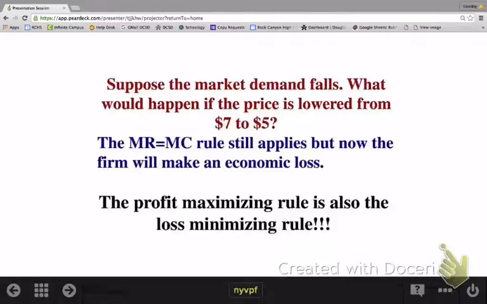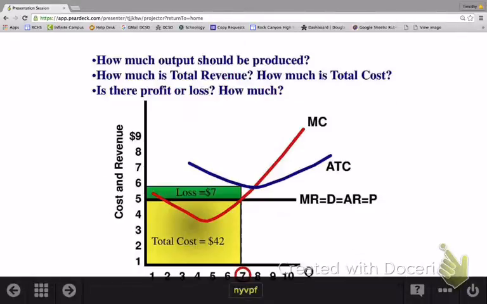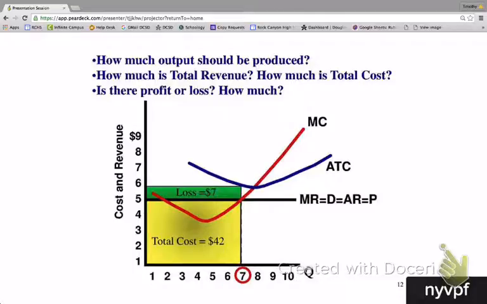Now, suppose the market demand falls. What would happen if the price is lowered from $7 to $5? Well, the MR equals MC rule still applies, but now the firm will make an economic loss. The profit maximizing rule is also the loss minimizing rule. And so here, how much output should be produced? How much is total revenue? How much is total cost? Is there profit or loss?